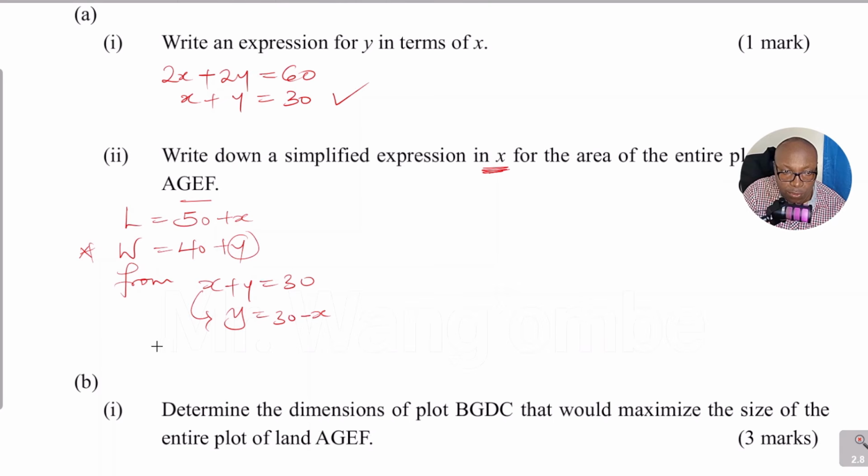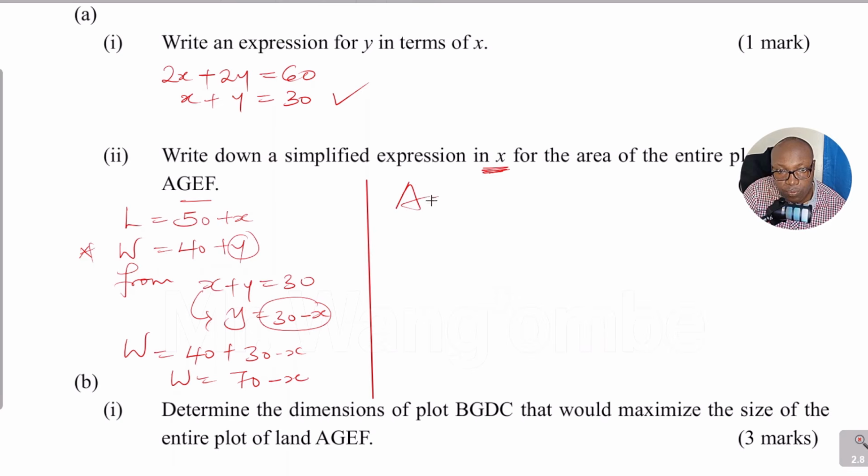Now we can substitute this for the width. For the width, we shall have 40 plus y, where y is given by 30 subtract x. So the width will therefore be 40 plus 30, which is 70, subtract x. Now with that, we have the length and we have the width. The area of that rectangle is given by length multiplied by the width. The length is 50 plus x, and the width is 70 minus x.